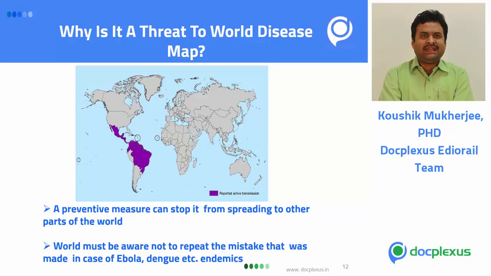Now the question is, why is it a threat to the world disease map? This is not a fatal disease. In most cases, patients have no fatal or very prominent symptoms. But as we have talked about the association of this disease with microcephaly, this is the major concern. If the disease spreads to other parts of the world, this can be a major concern. Like we have failed for other epidemics earlier, like Ebola or SARS or even dengue, we should be more careful to stop this disease from spreading.